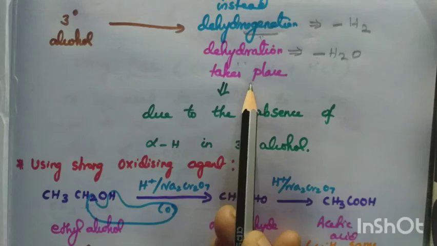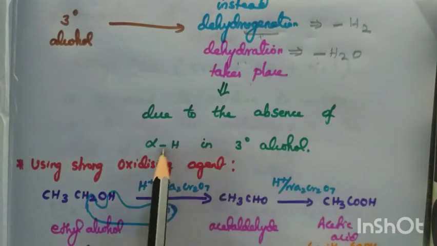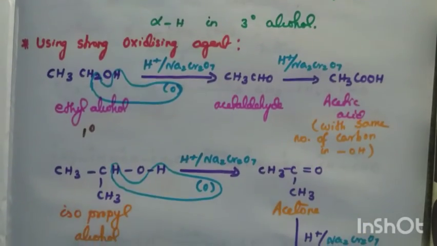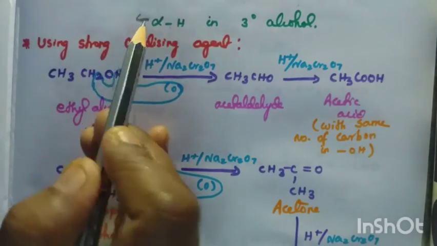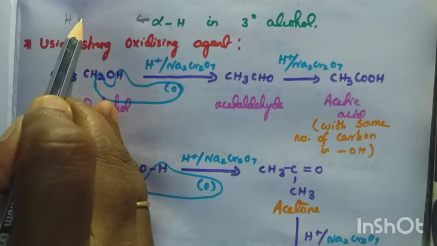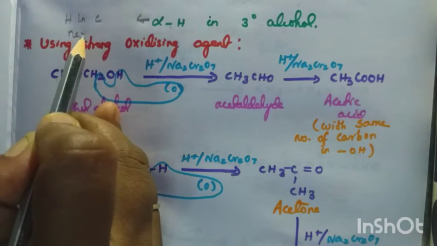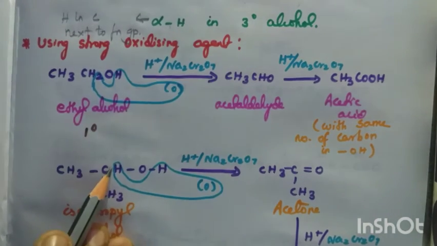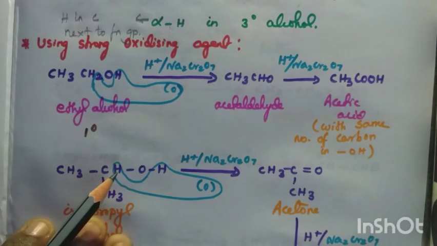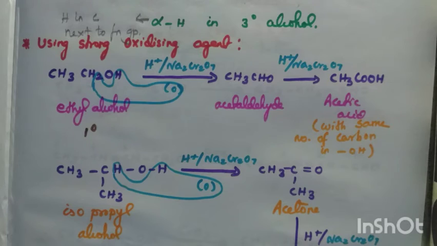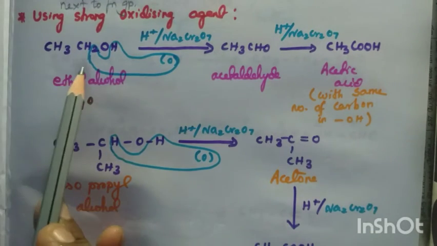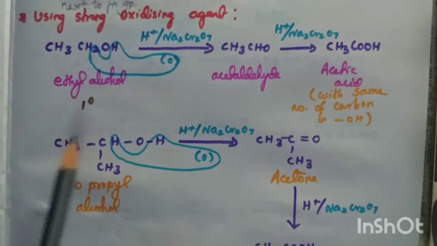This dehydration is due to the absence of alpha hydrogen. What is alpha hydrogen? That is the hydrogen on the carbon next to the functional group, which is called alpha hydrogen. Now we are going to see the oxidation reaction using a strong oxidizing agent. So ethyl alcohol. Let's see the first, primary alcohol.